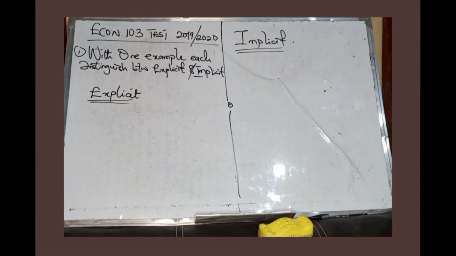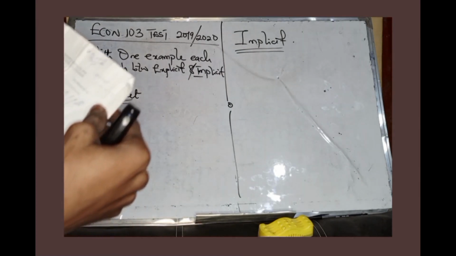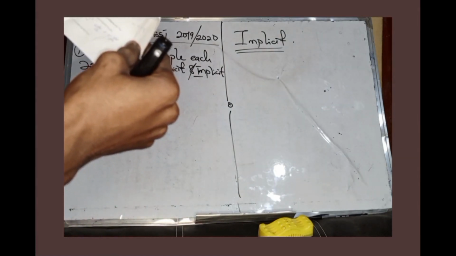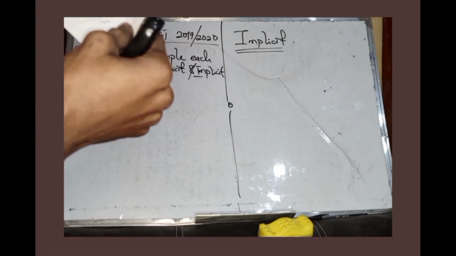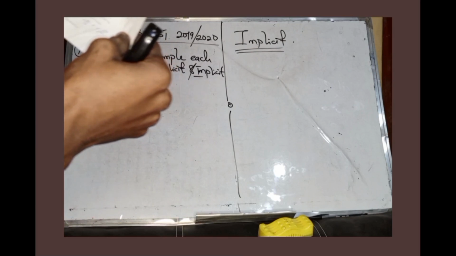This is Math with Big Bang. So guys, we have an Econ 103 test question for the 2019-2020 section, to be solved here with us. We have two questions here actually. Number one has A, B. Number two actually has both A and B.